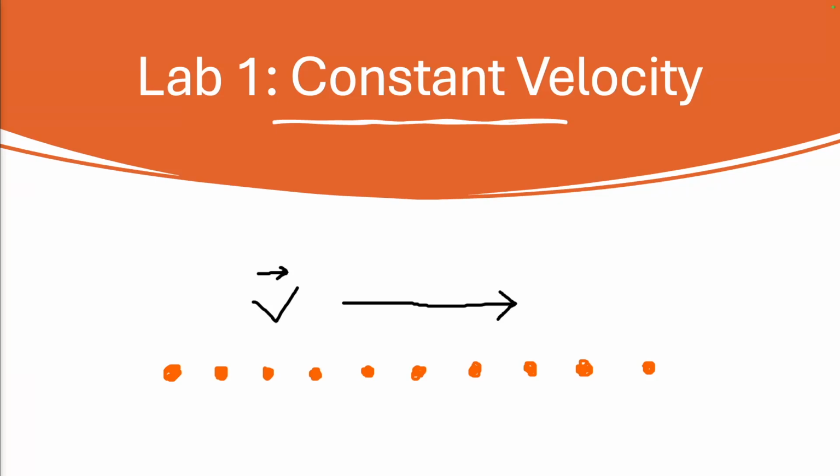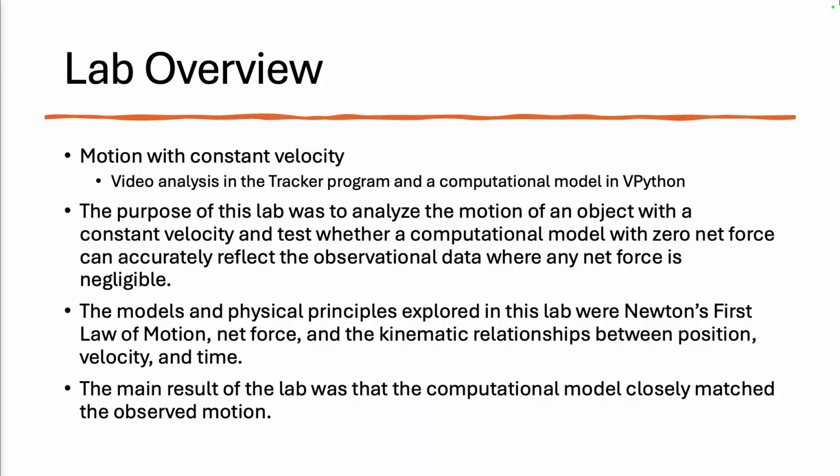This is my video lab report for Lab 1, Constant Velocity. In this lab, I analyzed the motion of an object moving at a constant velocity using the program Tracker, and compared these experimental observations with a computational model using VPython.